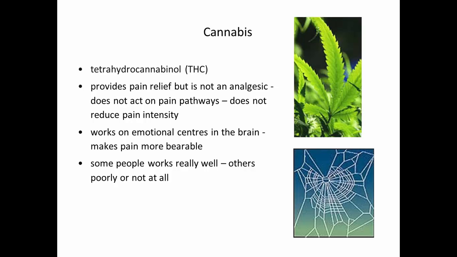itself. So it doesn't reduce pain intensity, but how it works is on our limbic system, the emotional centers in the brain, and it affects our perception of pain, so it makes our pain more bearable. Because it's not physiologically blocking the pain pathway, for some people this works really well, and for others it works very poorly or not at all. And this is a spider web done by a spider using cannabis.